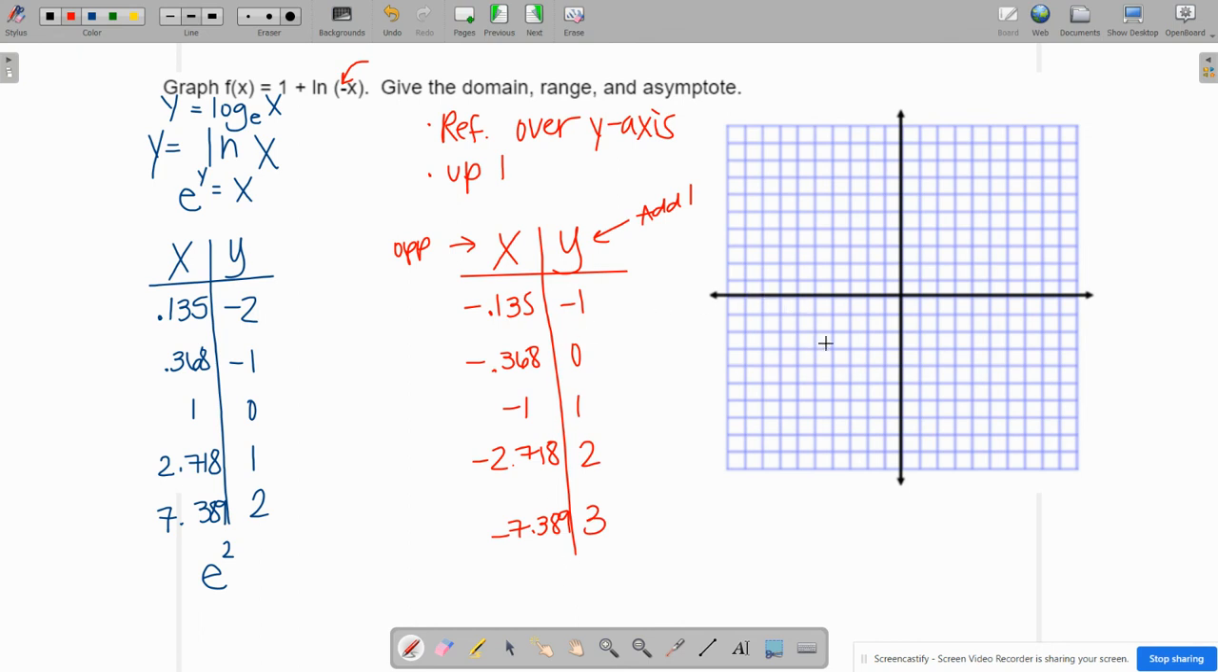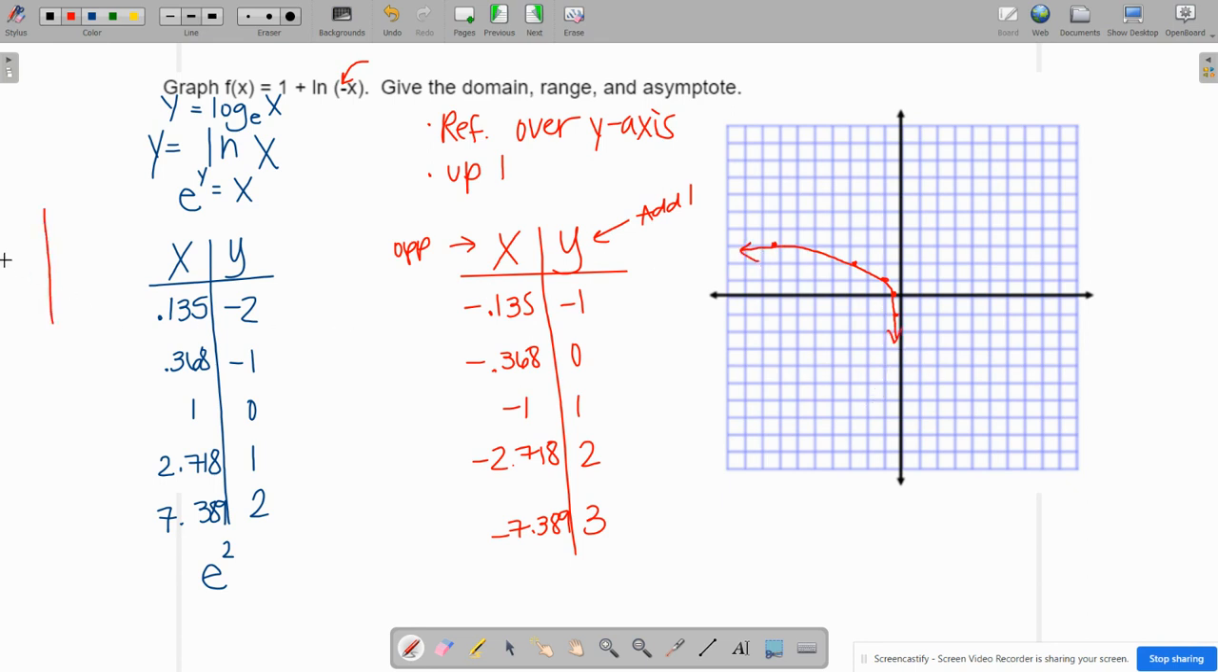So plotting these points, we're going to see that at negative 0.135, negative 1, negative 0.368, 0, negative 1, 1, negative 2.718, 2, and then negative 7.389 is a little bit further, up 3. So this graph is going to look something like this, curving over this direction.